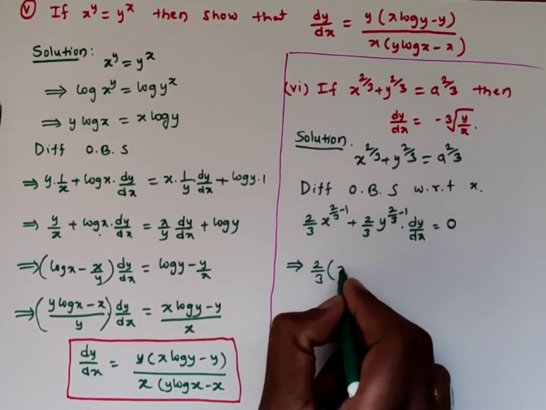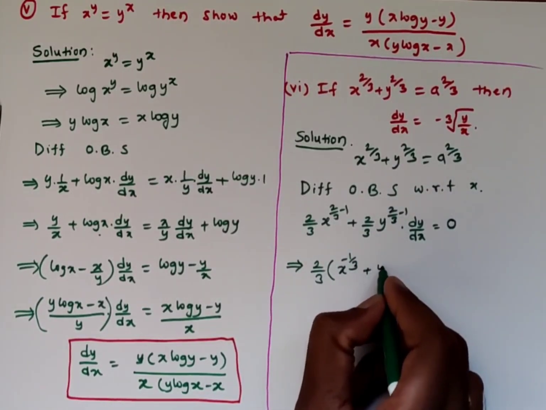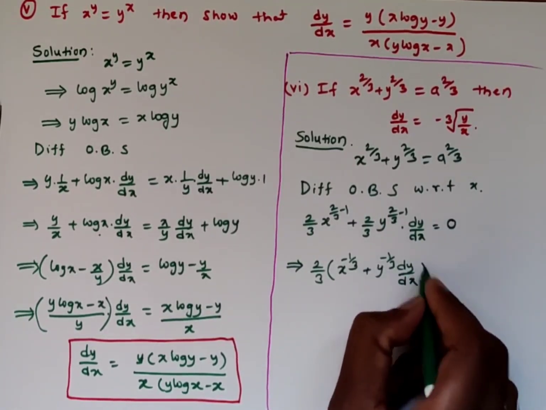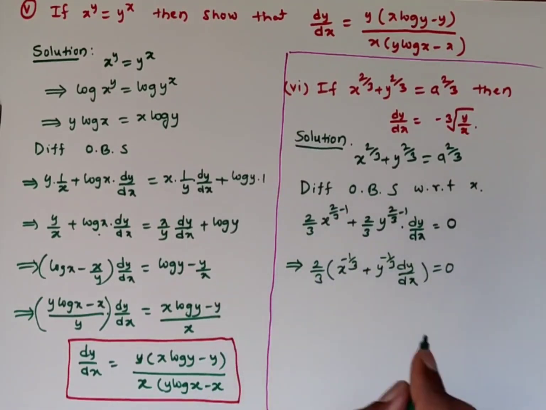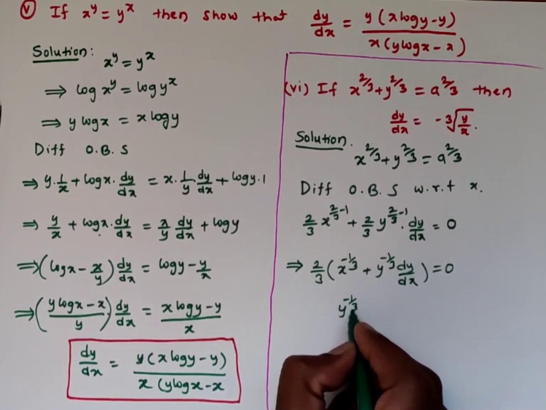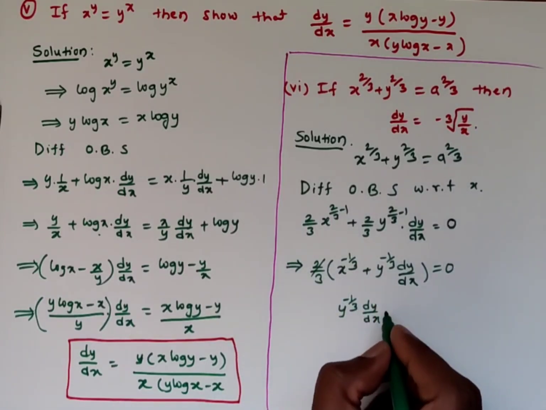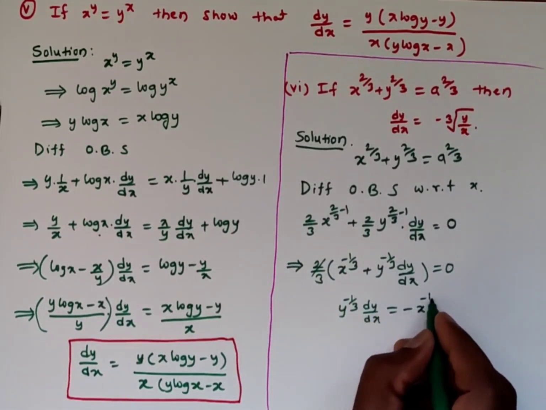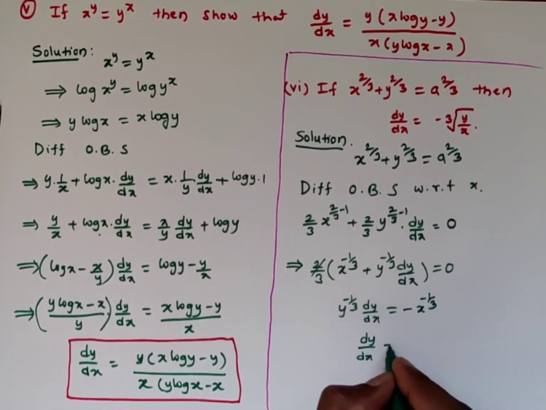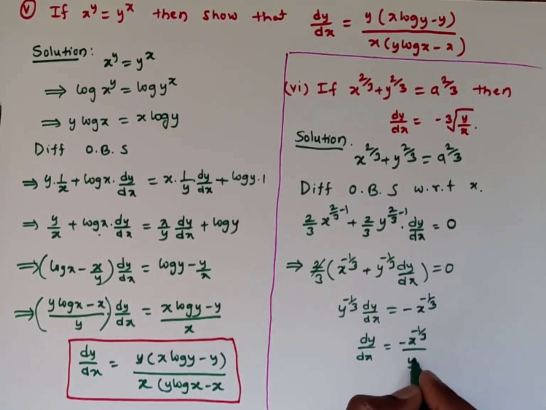Now 2 by 3 is common: 2 by 3 times of x power 2 by 3 minus 1, that means minus 1 by 3, plus y power minus 1 by 3 into dy by dx, equal to 0. So 2 by 3 is a constant. Finally it is y power minus 1 by 3 into dy by dx, constant transferred, which equals minus x to the power of minus 1 by 3. Now dy by dx is minus x to the power of minus 1 by 3 divided by y to the power of minus 1 by 3.